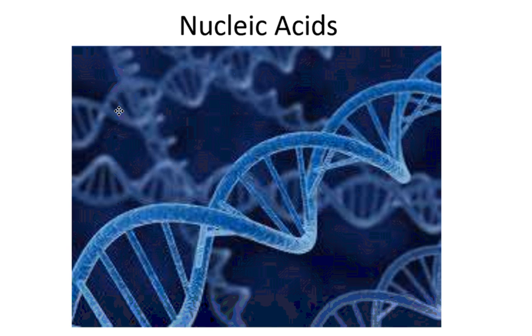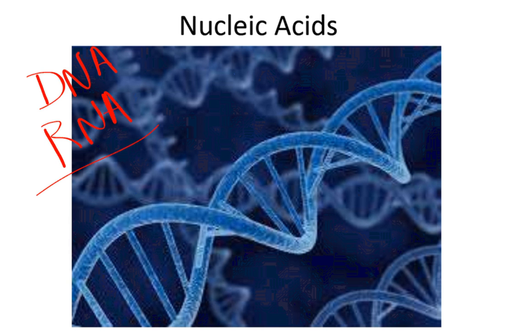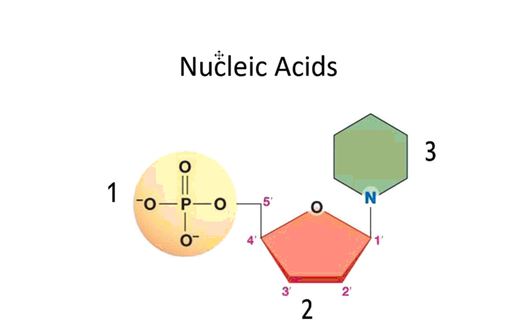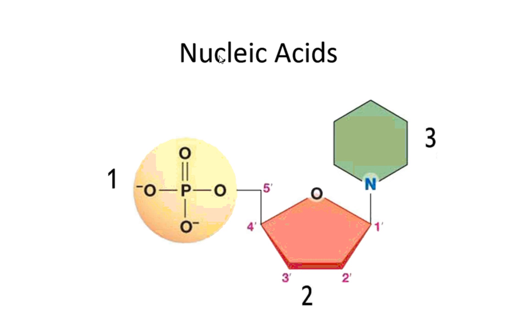And the fourth macromolecule is called nucleic acids. And nucleic acids are your DNA and RNA. The function of nucleic acids is to store information, to store hereditary information. Nucleic acids are made up of individual monomers called nucleotides.